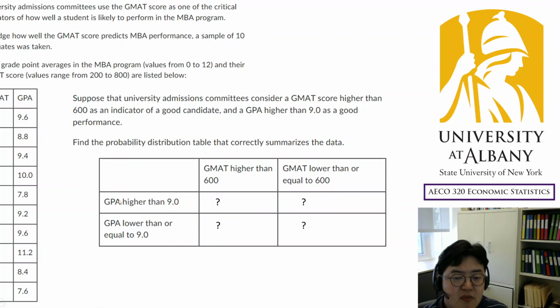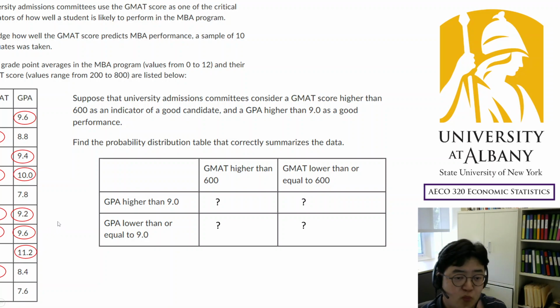What you have to do is count how many observations are in each type. So this is counting. I circled the observations that satisfy each of the criteria. Higher than 600: 1, 2, 3, 4, 5, and higher than 9: 1, 2, 3, 4, 5, 6.